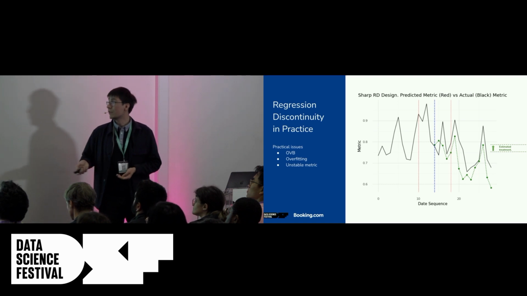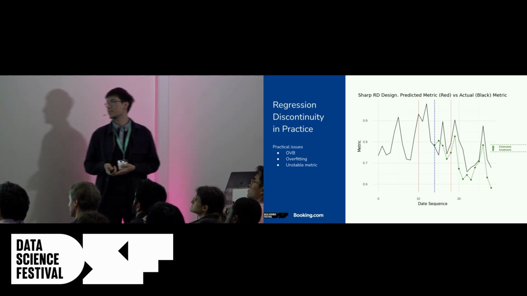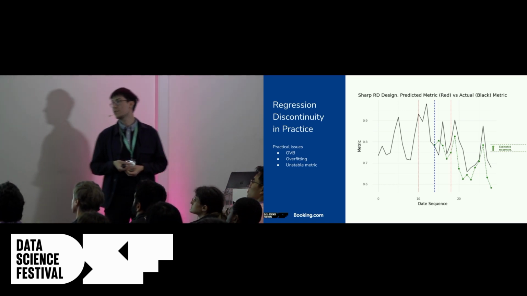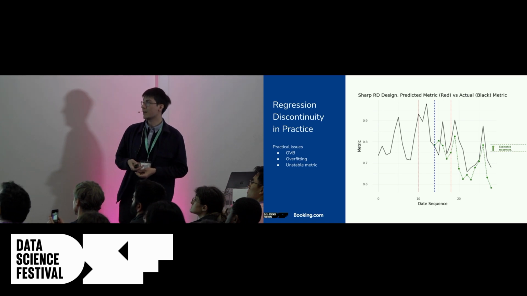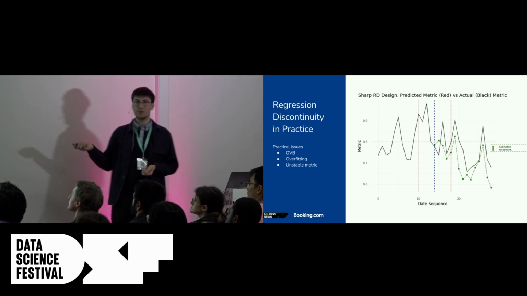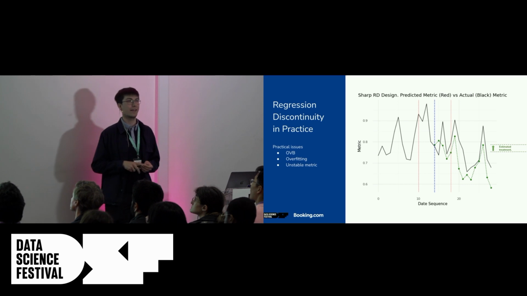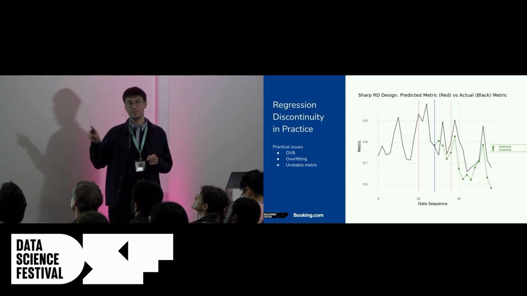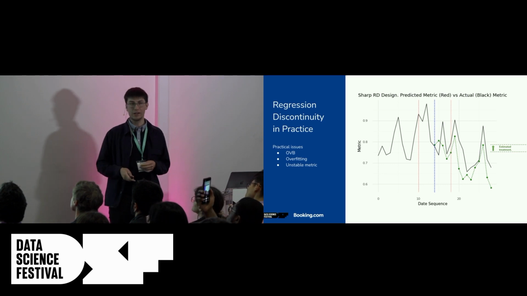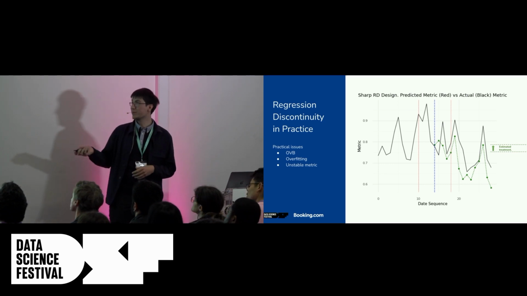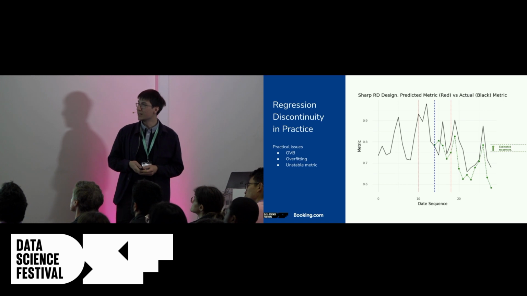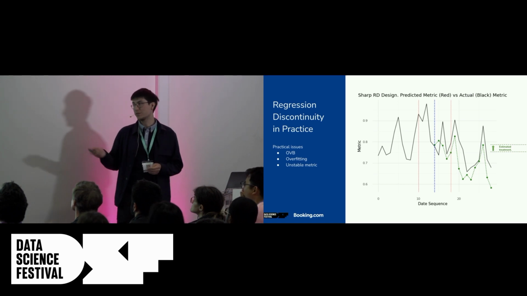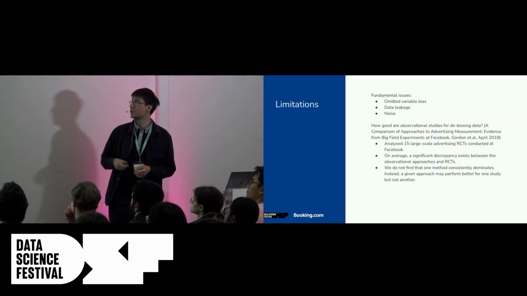And this is just like the regression discontinuity in practice. Again, we have a couple of practical issues such as omitted variable bias, overfitting, unstable metric, and it is much harder to democratize because it relies on the expertise of a user to choose the metric and choose the form of the model correctly. We will attempt to democratize this as well, but so far we were not successful just because of this modeling stage.